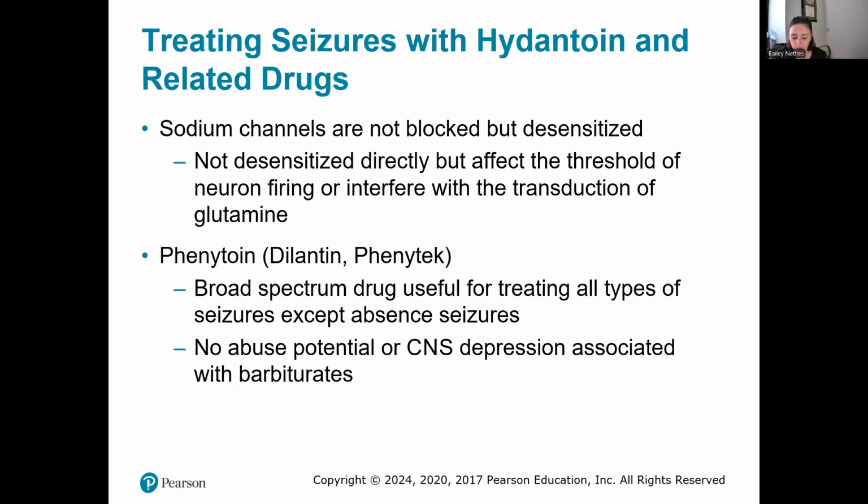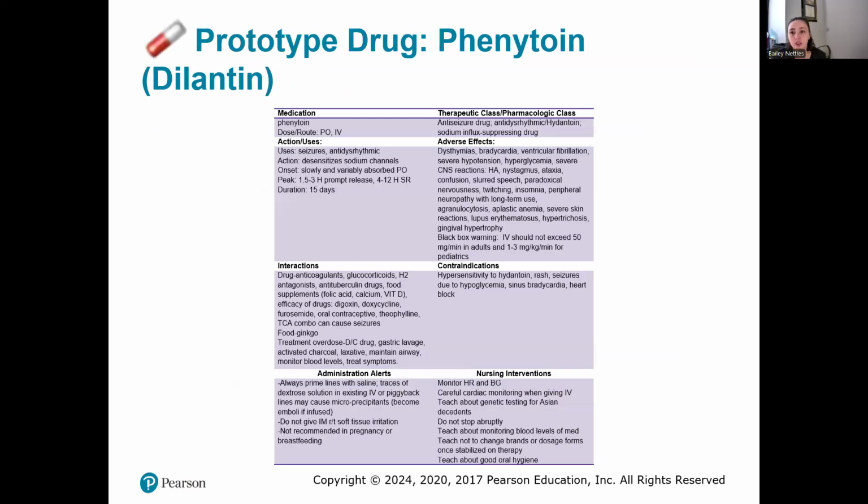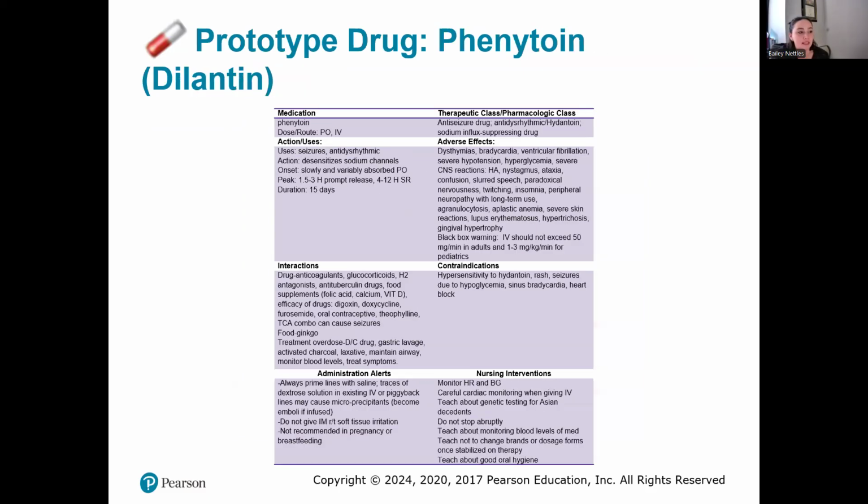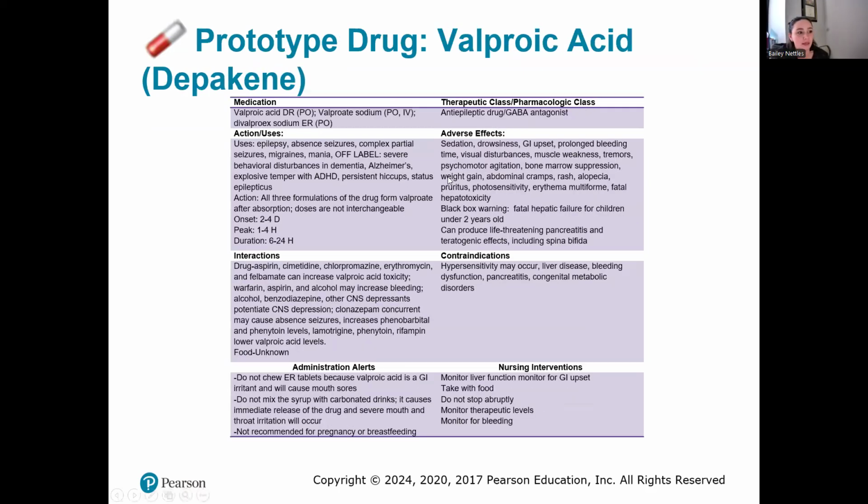Sorry. All right. So now we have another one, which is valproic acid. This is just an anti-epilepsy drug. It is not a hydantoin. Valproic acid has like three different names: valproic acid, valproate sodium, divalproex.